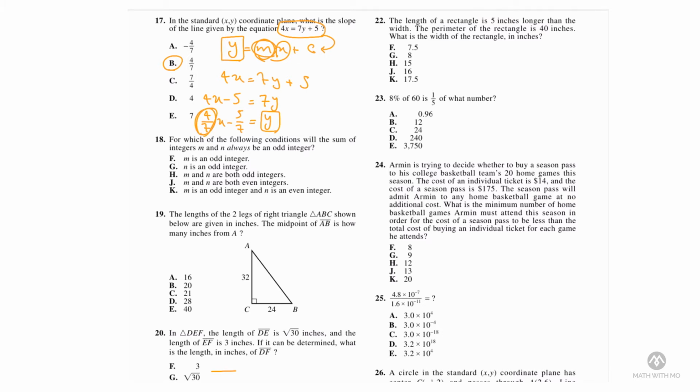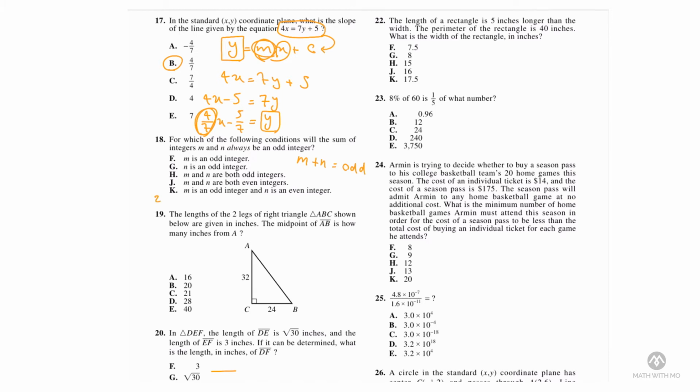All right. For which of the following conditions will the sum of the integers m and n always be an odd integer? F: m is an odd integer. G: n is an odd integer. H: m and n are both odd integers. J: m and n are both even integers. K: m is an odd integer and n is an even integer. So we want to find when the sum m plus n is odd.